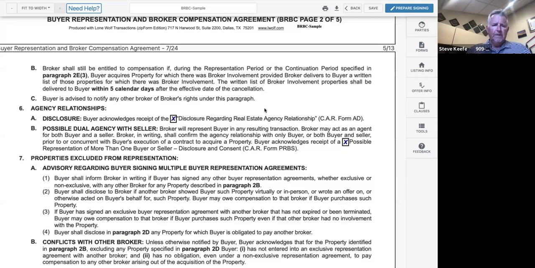Agency relationships, again, this is fairly standard stuff talking about the AD, that the AD is included in this package and an addendum to this document. Possible dual agency with the seller. It outlines the fact that in California dual agency is permitted by law, and there's an automatic check mark into possible representation of more than one buyer or seller. So the PRBS is automatically incorporated into this document.